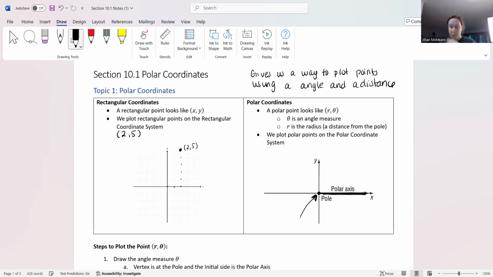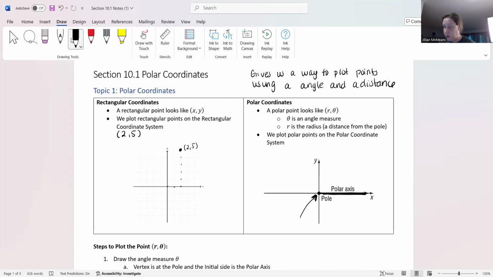So it's going to free us up. We're going to be able to graph new kinds of complicated things now. With these regular polar coordinate points, you can now plot locations out in space. As long as you know an angle and a distance, you're good. Okay. So polar points look like ordered pairs.